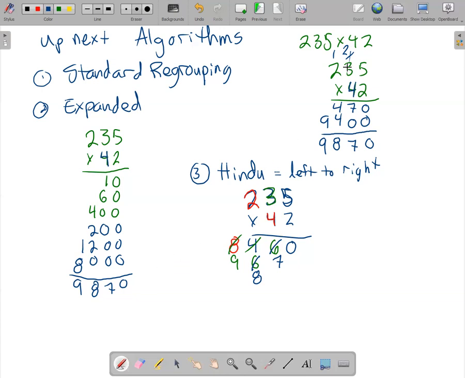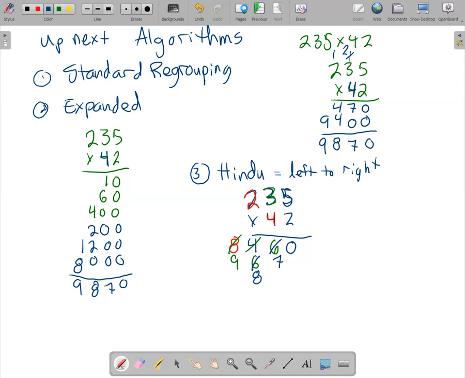They would say ours is really complicated. Why would you write all this extra stuff and put that stuff up there? They'd be baffled by it until we train them after many examples. So let's do another Hindu just to try and get the hang of it.